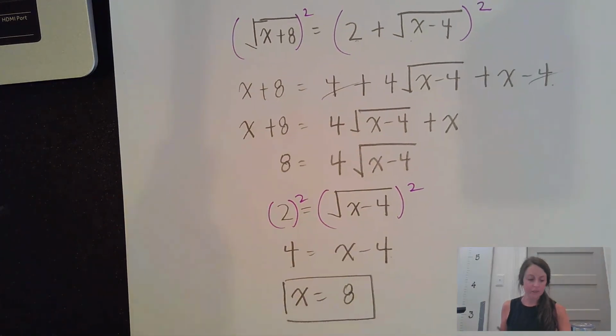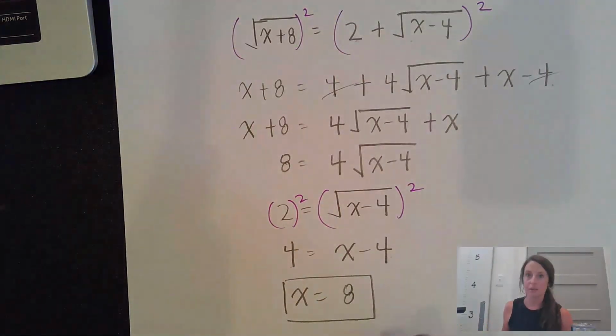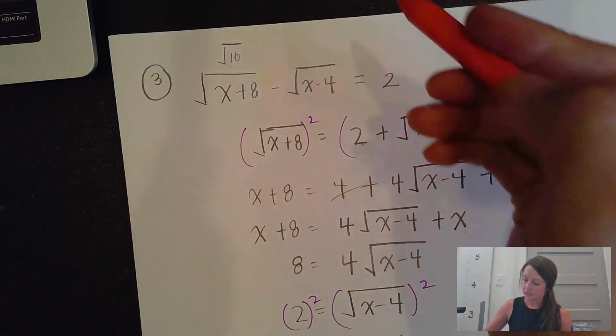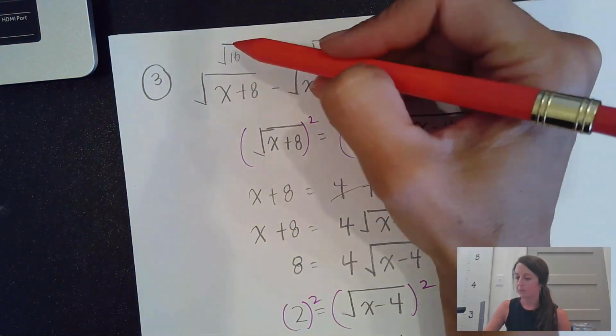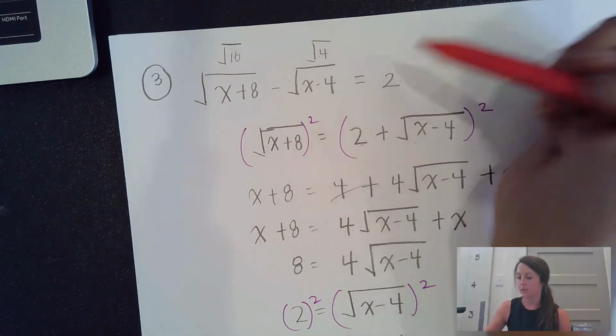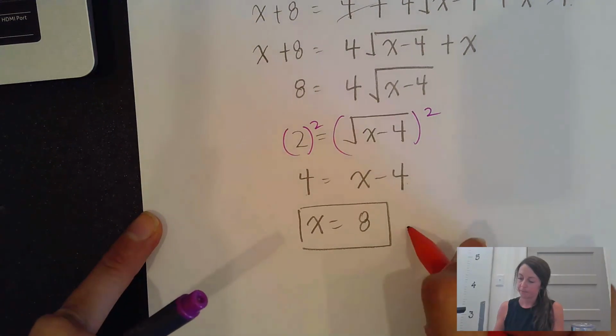Make sure that you check your solution here. If you plug it in, 8 plus 8 is 16, so that would be the square root of 16, which is 4. Whoops, I'm sorry. And then if I plug 8 in here, this would be the square root of 4. So that'll be 4 minus 2, which is a positive 2. So that is correct. It checks out.